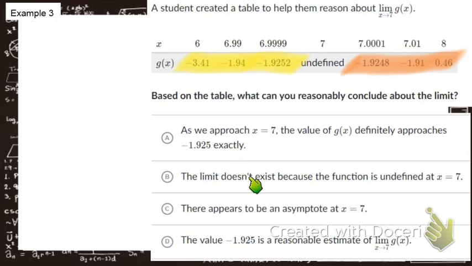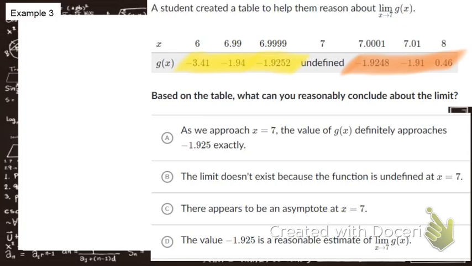Some people said B, the limit doesn't exist because the function is undefined. Remember, I do not care what's happening at 7. If there's an open circle, that is okay, as long as around it, it's going toward a value. And then a lot of people chose C: there appears to be an asymptote at x equals 7.